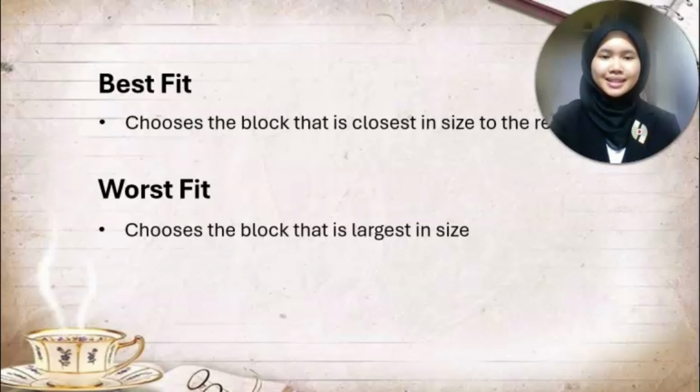We begin by discussing the best fit memory allocation strategy. Best Fit chooses the block of memory that is closest in size to the process request. The goal is to minimize wasted space by selecting the smallest available hole that can fit the process. This method is known for reducing memory fragmentation to some extent, though it can lead to many small unusable gaps over time.